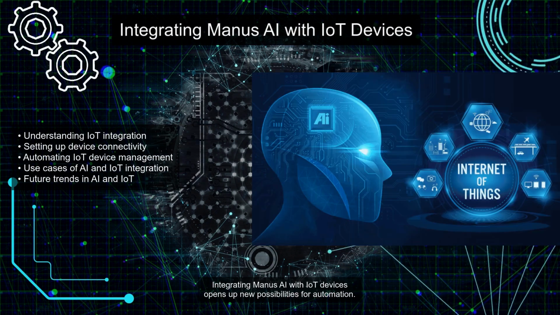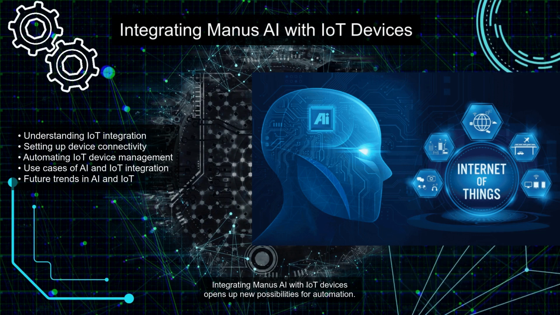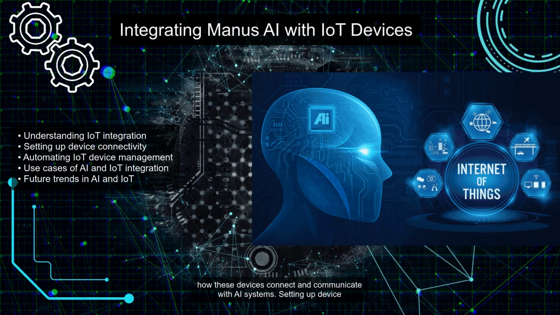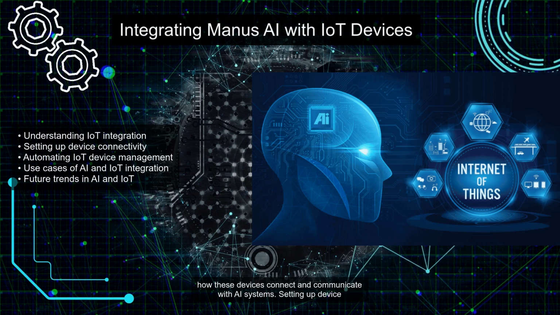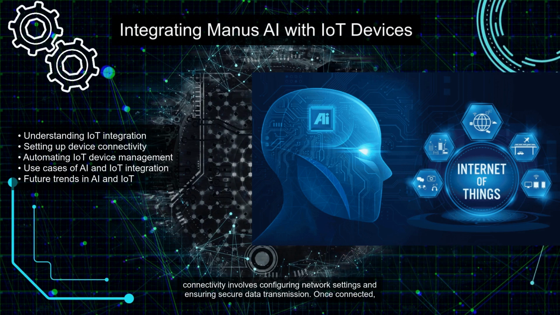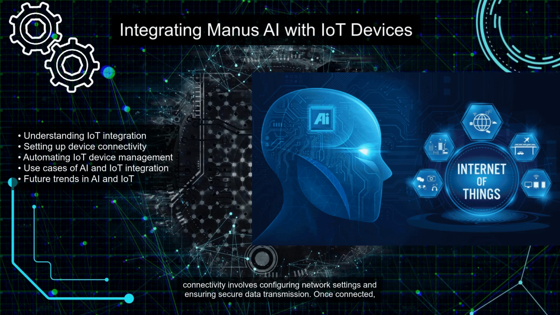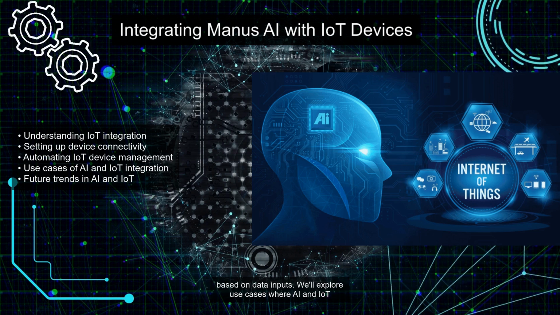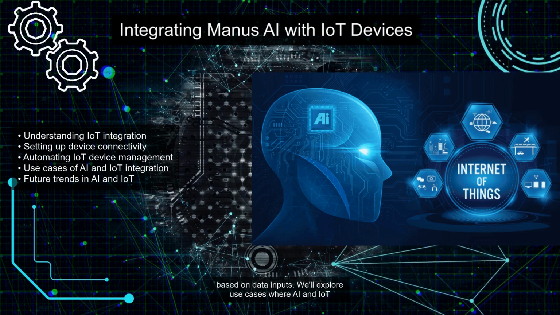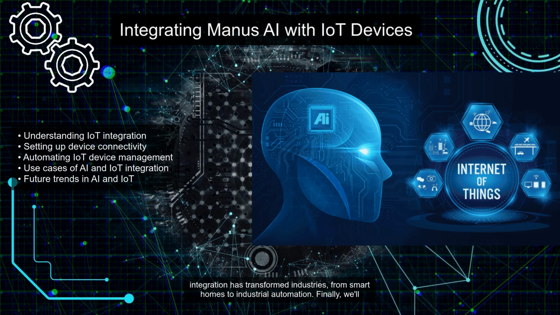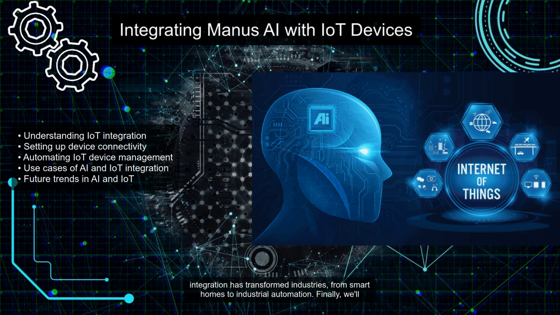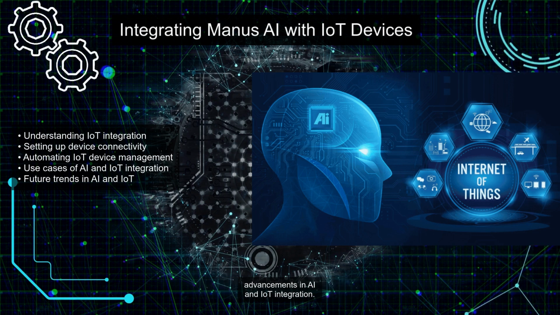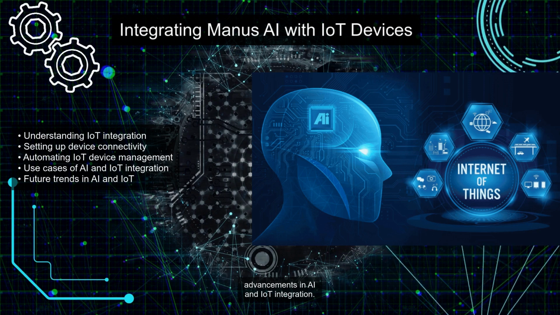Integrating Manus AI with IoT devices opens up new possibilities for automation. Understanding the basics of IoT integration is the first step, focusing on how these devices connect and communicate with AI systems. Setting up device connectivity involves configuring network settings and ensuring secure data transmission. Once connected, Manus AI can automate the management of these devices, optimizing their operation based on data inputs. We'll explore use cases where AI and IoT integration has transformed industries, from smart homes to industrial automation. Finally, we'll discuss future trends in this field, highlighting the potential for even greater advancements in AI and IoT integration.